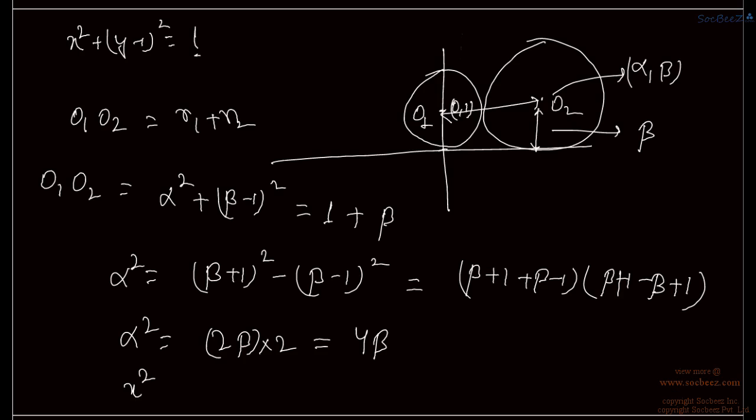Since this is a variable, say this is a moving point, so we can substitute x in place of alpha, and in place of beta we can substitute y. So x square is equal to 4y. So the locus of the center is x square is equal to 4y.